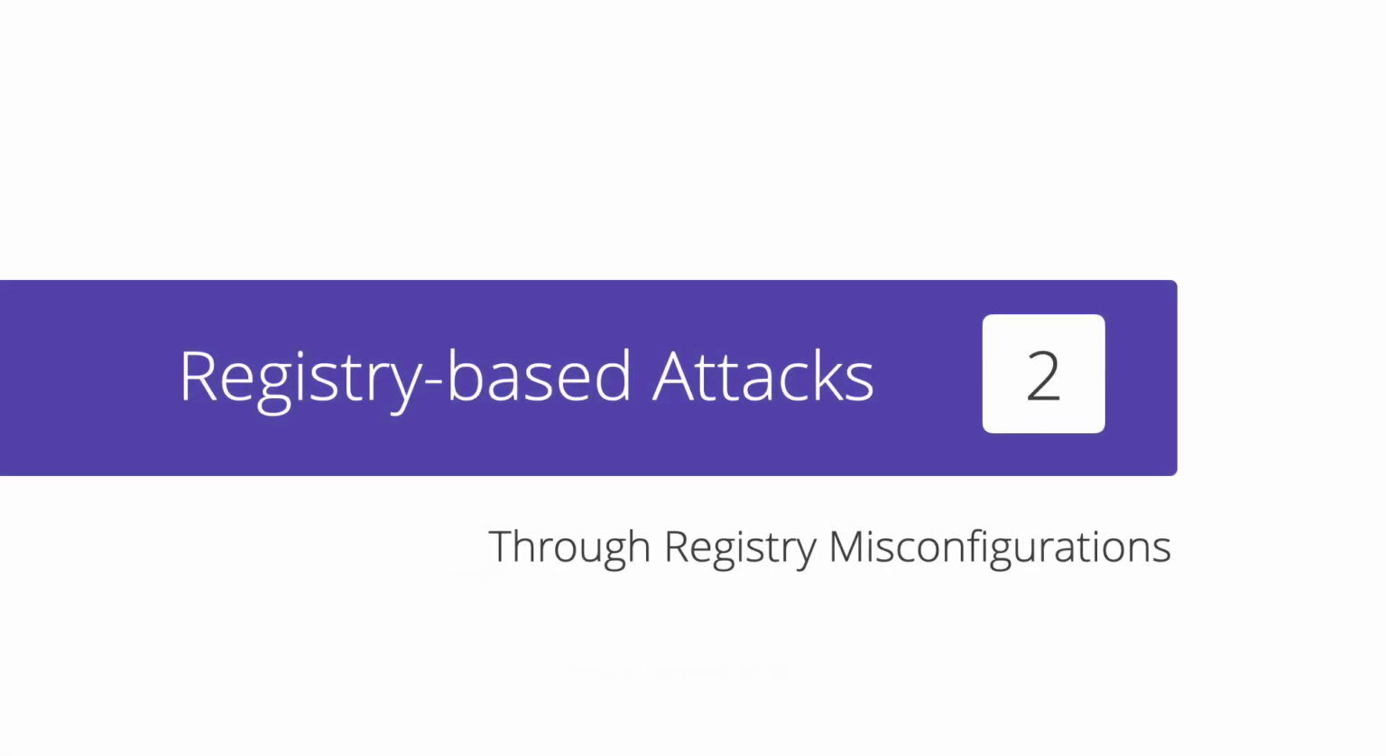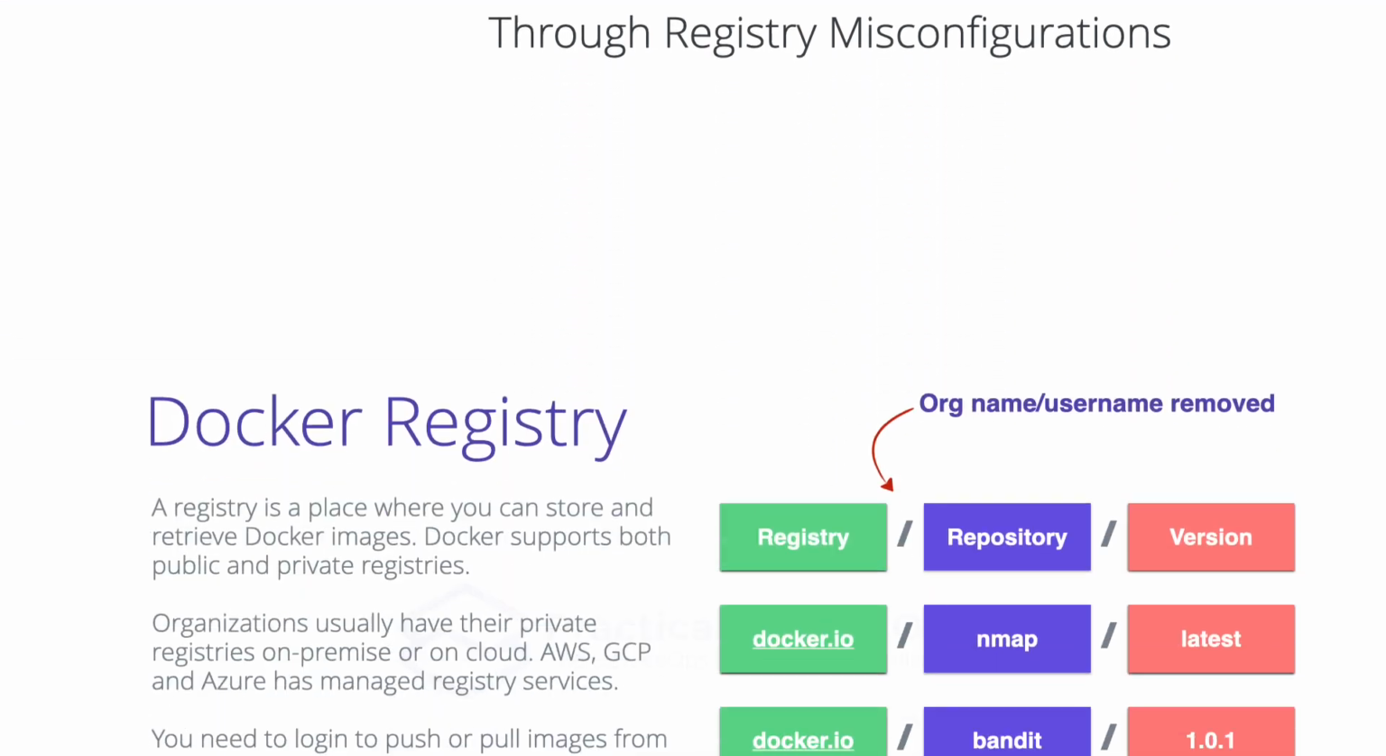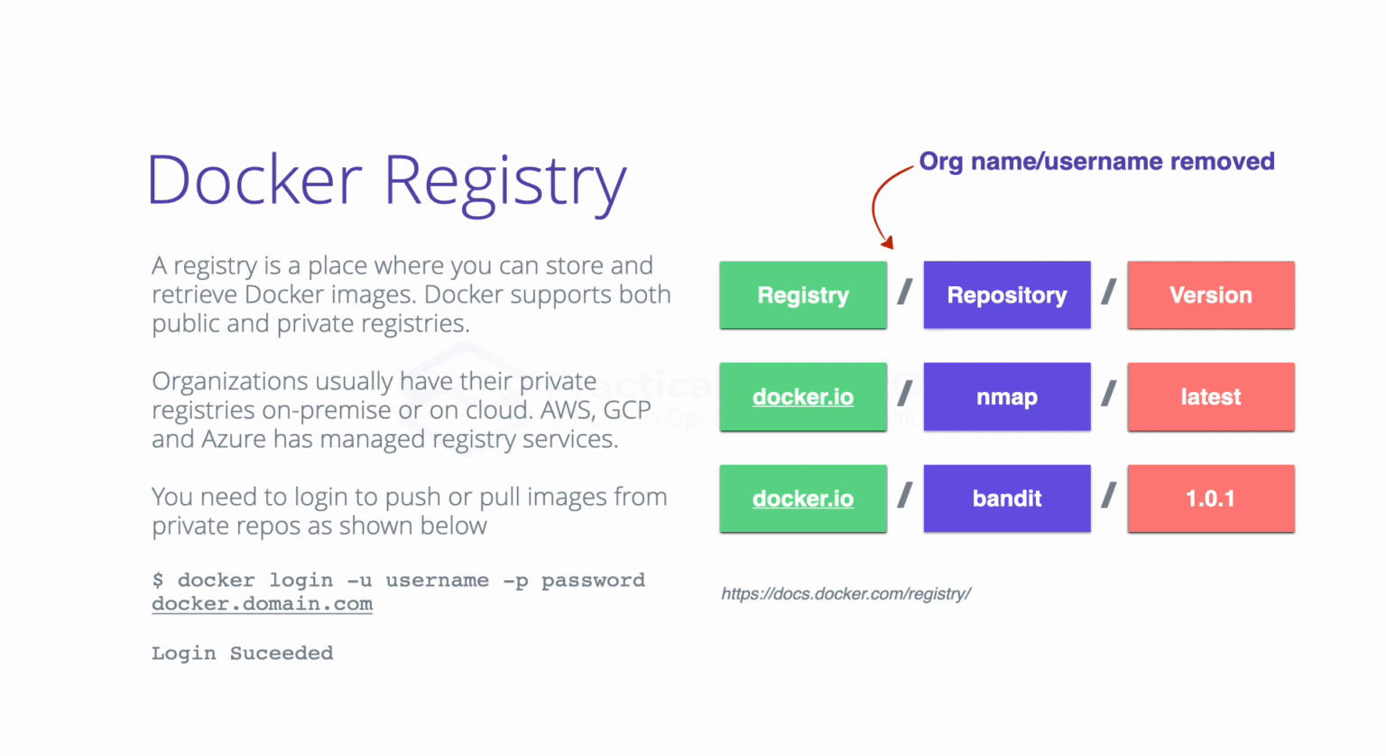In this section, we will explore container registry-based attacks. A registry is a place where you can store and retrieve Docker images. Docker supports both public and private registries. Organizations usually have their private registries on-premise or on the cloud. AWS, GCP, and Azure have their own managed registry services.